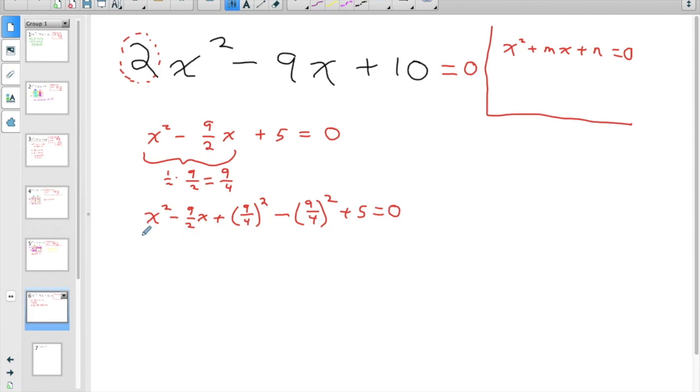Okay, so this part we have forced to factor out exactly how we want it to factor. We have forced it to factor out into the form of x minus 9/4 squared.